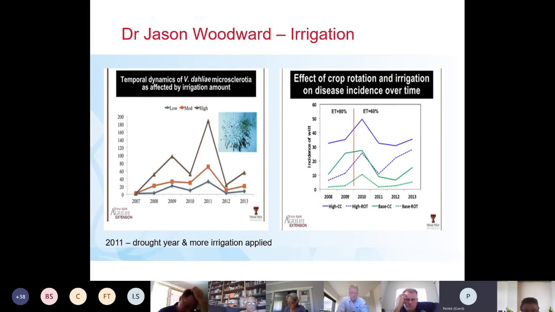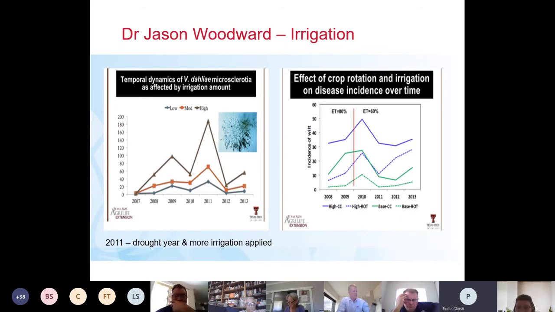Now, in 2011, this was a very bad year for drought, and so more irrigation was applied. But I guess you can all see that it increases with the higher irrigation compared to low irrigation. So irrigation in itself does affect the microsclerotia in the soil.